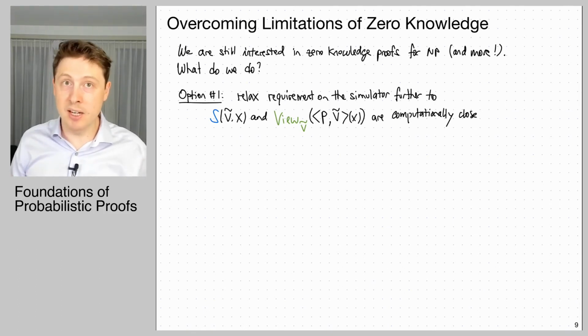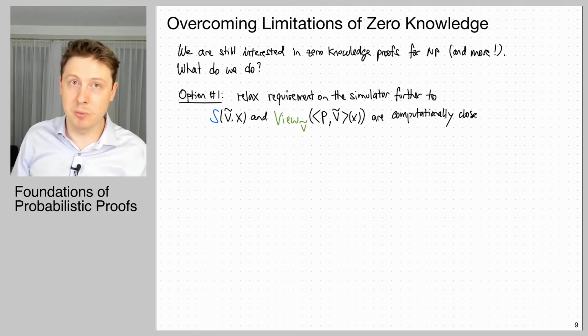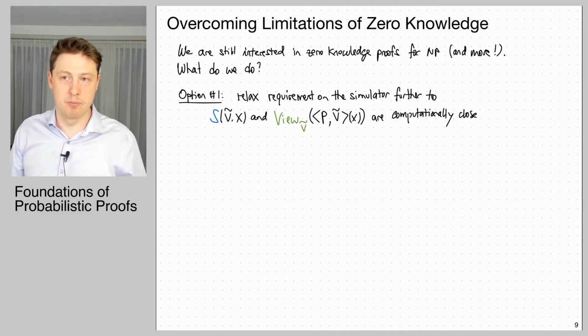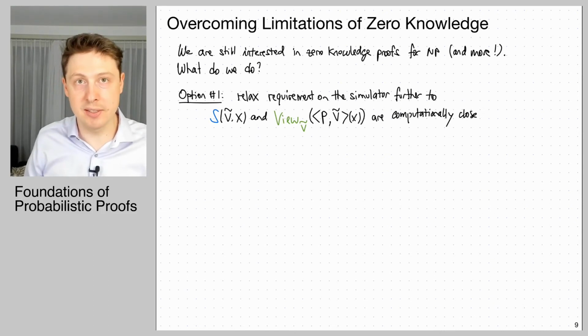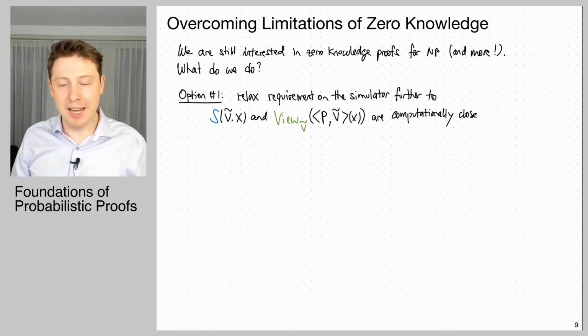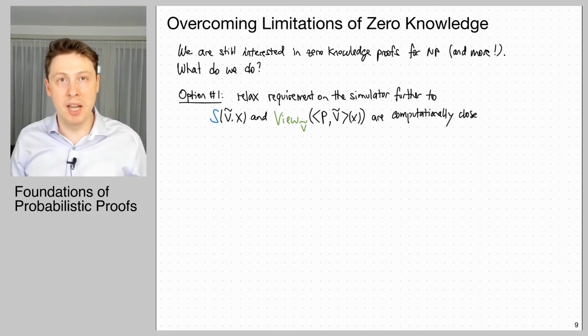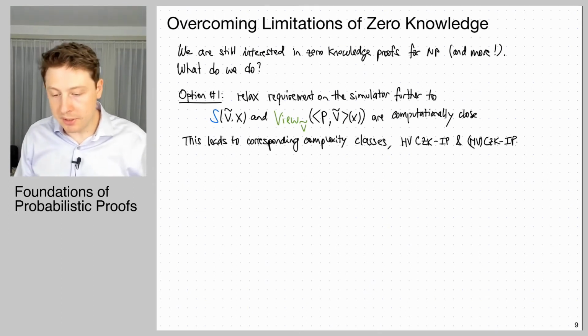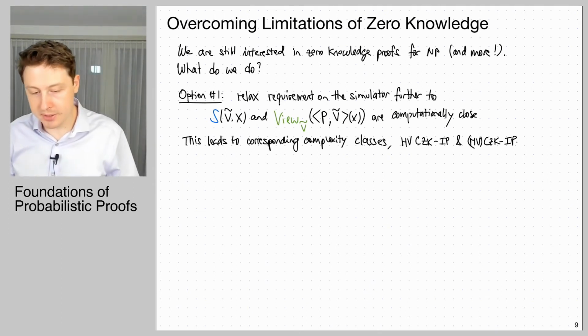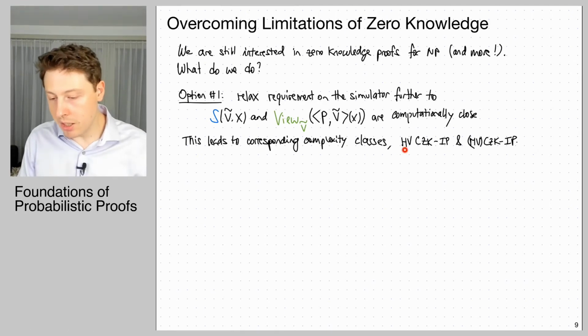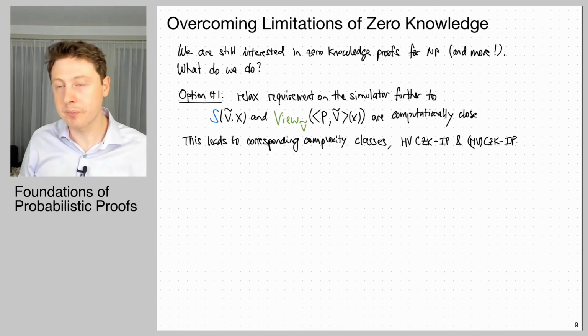Again, if you have taken a cryptography course, computational indistinguishability is taught, I don't know, in lecture 1 or lecture 2. It is a foundational notion in cryptography. It just says that no efficient algorithm can tell the difference whether a sample comes from here or from here. And this further relaxes the meaningfulness of zero knowledge, but it's still pretty meaningful. And when you do that, you can define corresponding classes, honest-verifier computational zero knowledge and malicious-verifier computational zero knowledge.